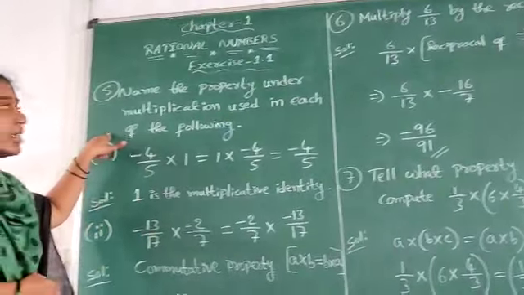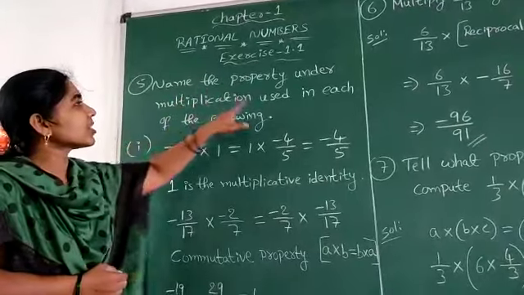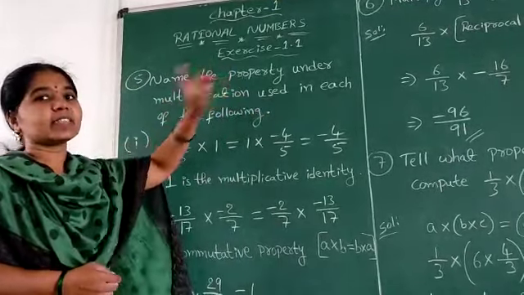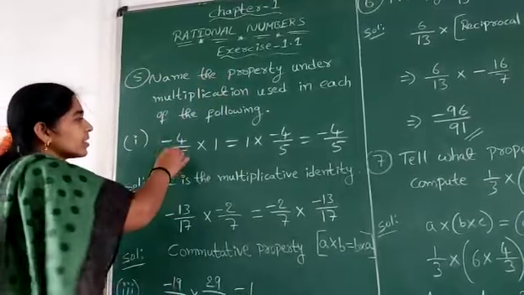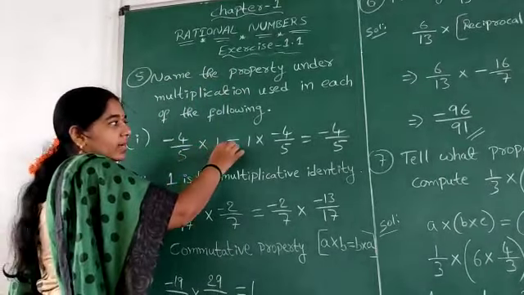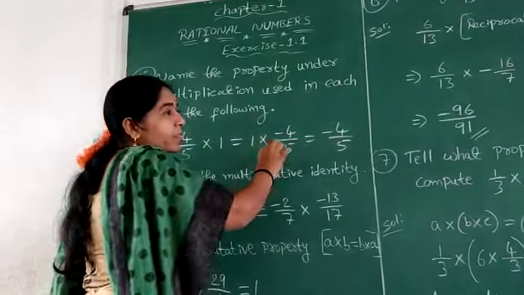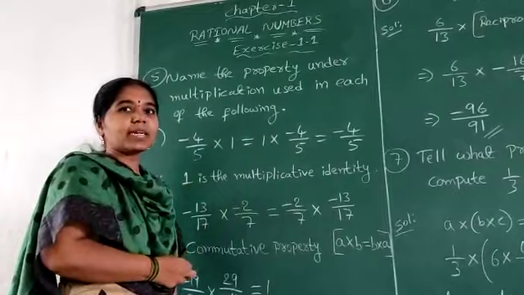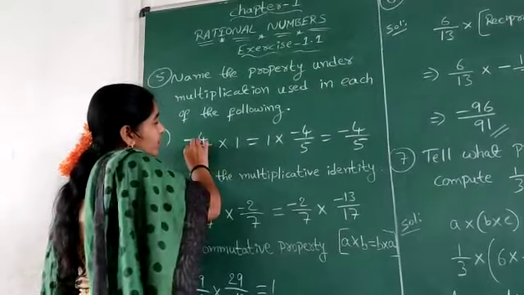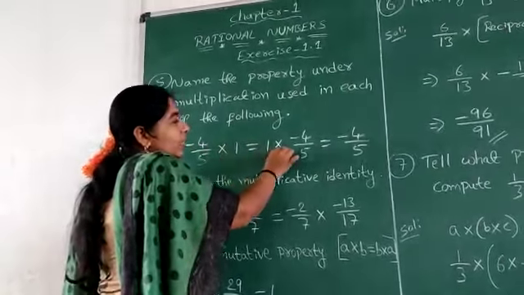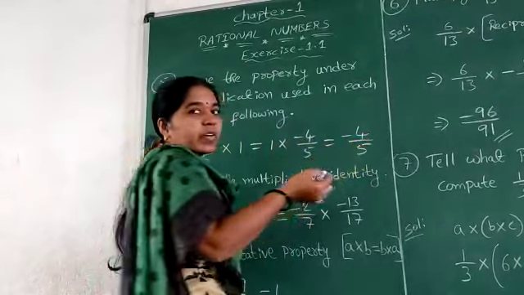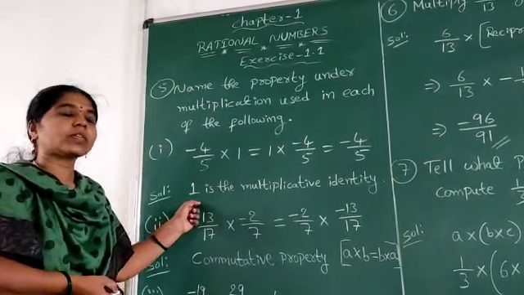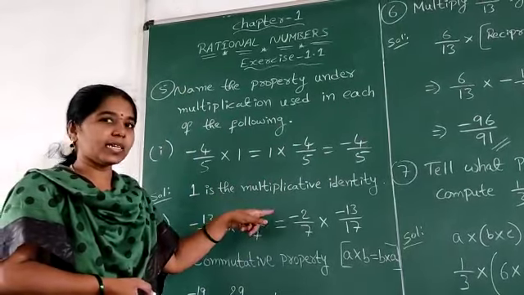Let's go to the next question. Name the property under multiplication used in each of the following. Which property is used in the three given questions we have to write. First one, minus 4 by 5 into 1, or 1 into minus 4 by 5. 1 into any number is equal to the number itself. It is a multiplicative identity. Minus 4 by 5 into 1 or 1 into minus 4 by 5 is equal to minus 4 by 5, meaning 1 into any number is equal to the number itself. Here what we used? Here 1. 1 is the multiplicative identity.